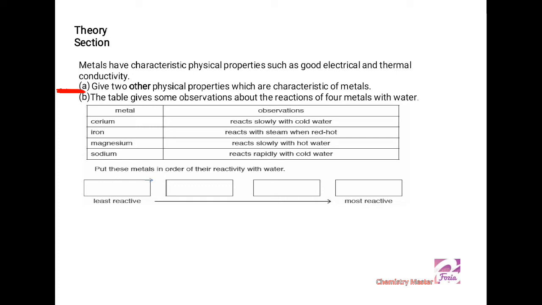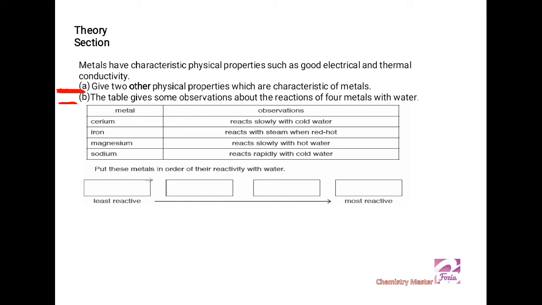The next part is the table that gives some of the observations about the chemical reactions of metals with water. First, I remind you about the reactivity series of metals, in which all of the metals are arranged in an order based on their reactivity. And how they are judged means how they are checked, whether they are reactive or not, or how they are compared. So this is about their reaction with air, water, at what temperature they react, and how rapidly or slowly they react with water or acids.